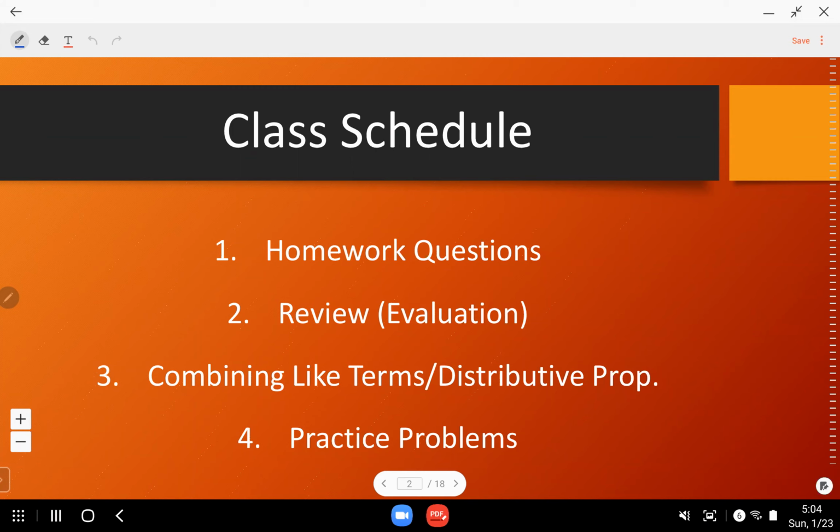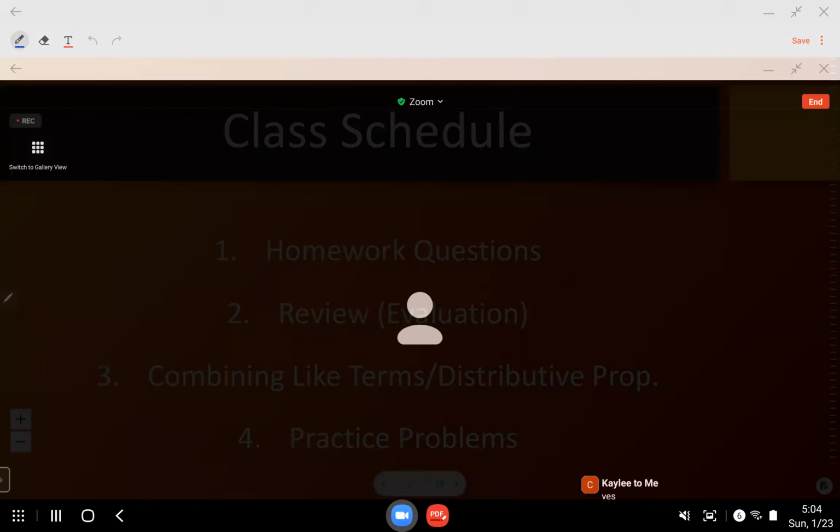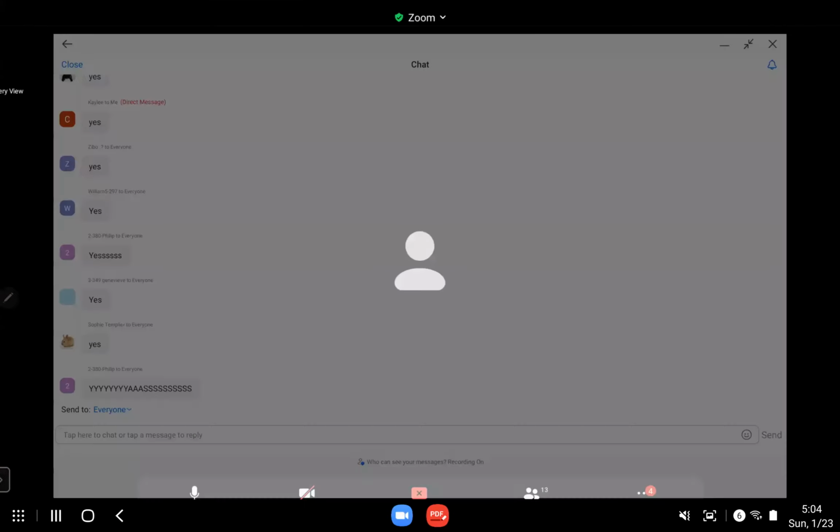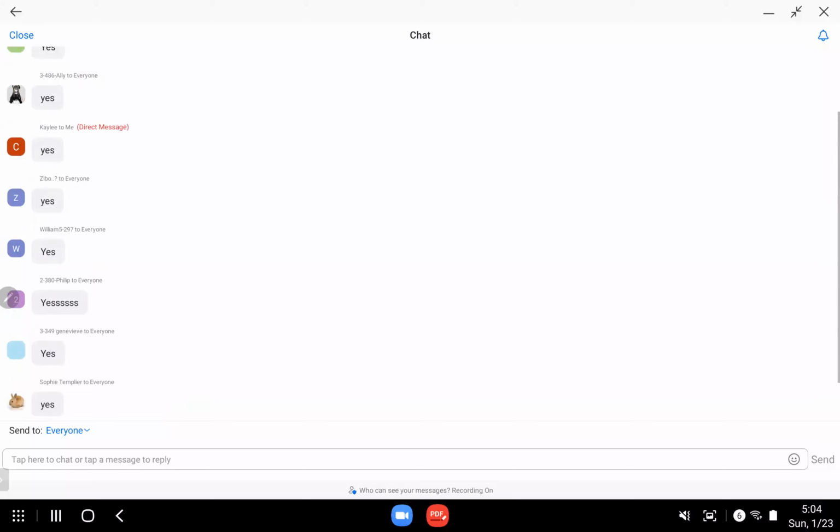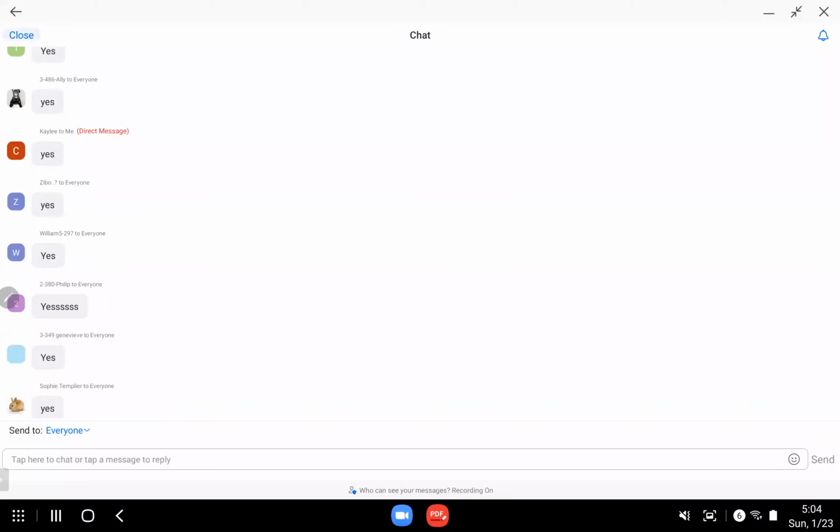And then we're going to move on to new material, which is combining like terms. And I'm going to go over the distributive property with variables. All right. And then lastly, we're going to do some practice problems. So are there any questions about the schedule? If there are no questions about the schedule, then I will begin.